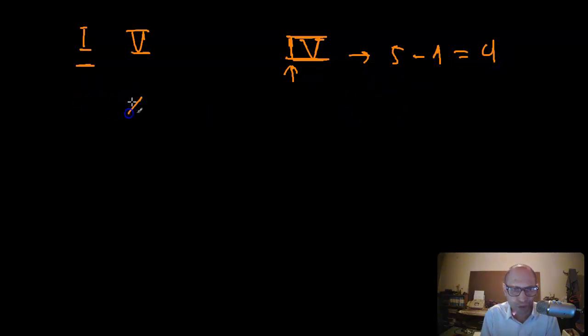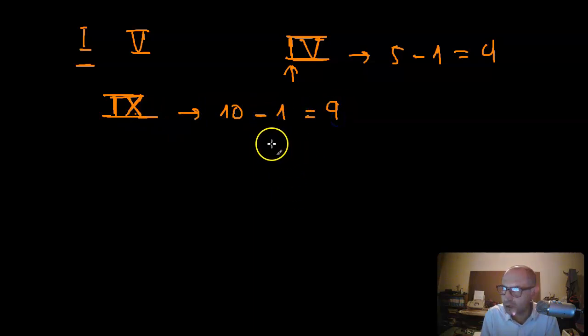Or for example, an X, which is a 10, if I put a 1 over here on the left hand side, this becomes a 10 minus a 1, which is the same thing as 9.